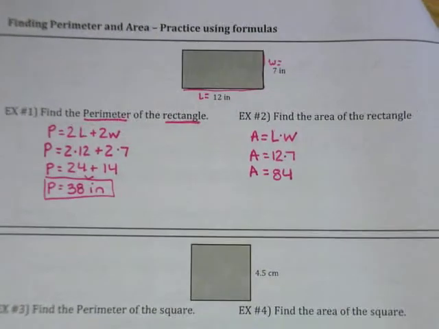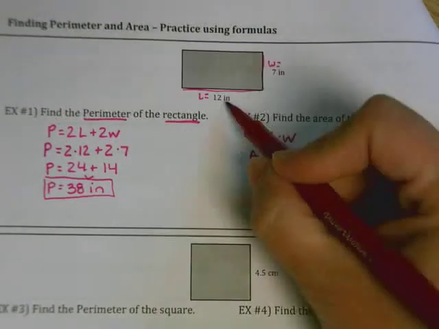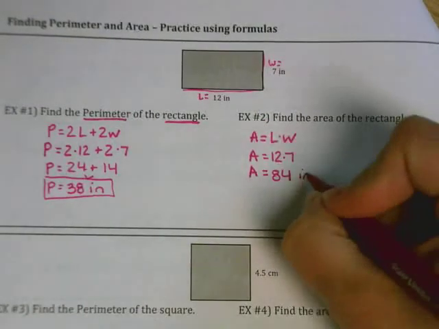So we've got an answer now. We know the area of that rectangle is 84, but 84 what? What are we looking at? Inches. Except that it's area.